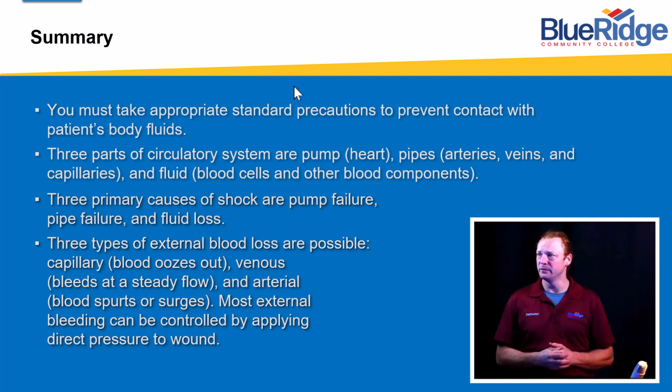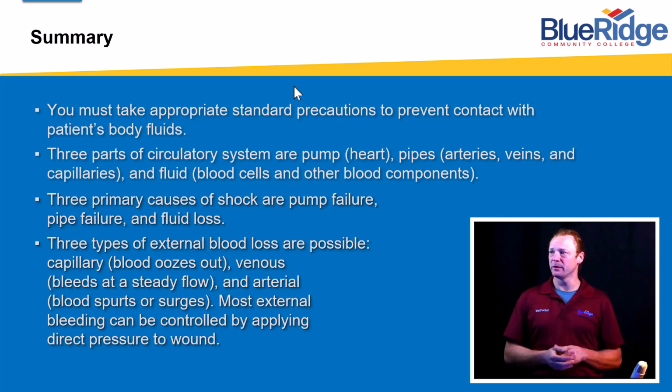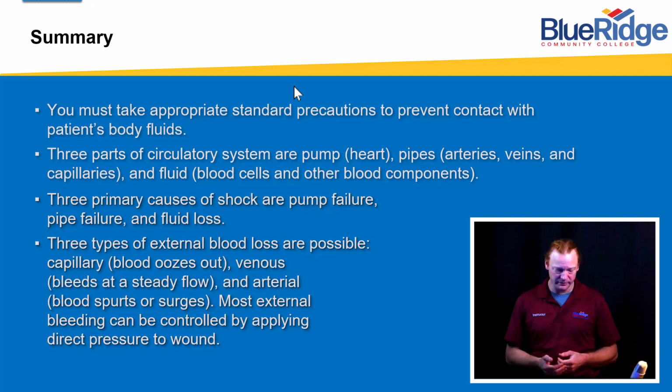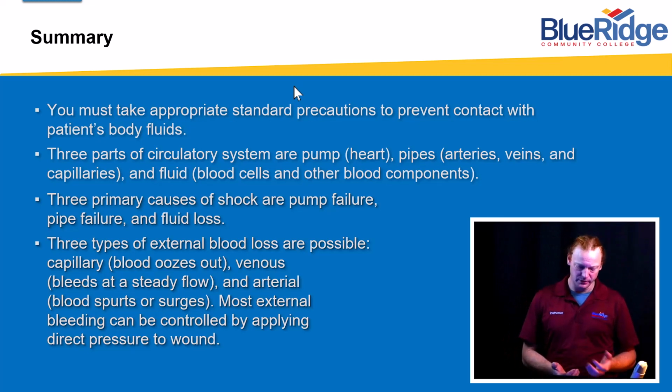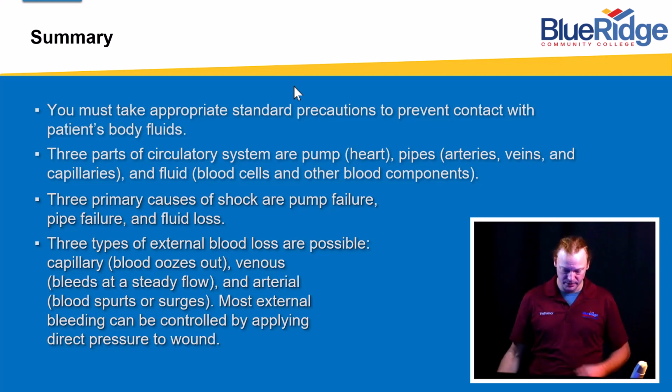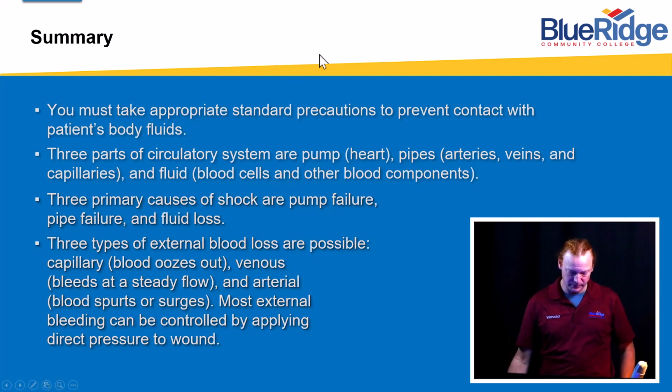There are three types of external blood loss that are possible. Capillary, this is where the blood oozes out. Venous blood loss is where it's a steady flow of blood, and then arterial, where the blood spurts or surges out. Most external bleeding can be controlled by applying direct pressure to the wound.